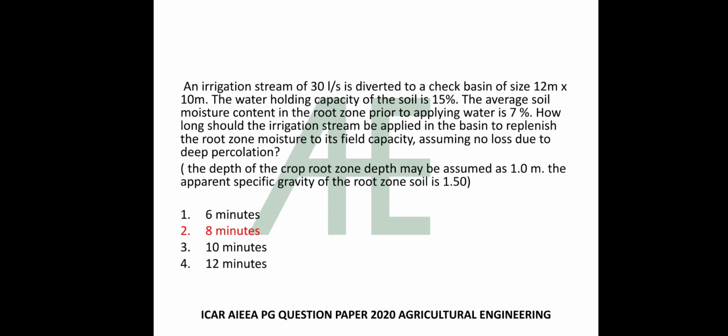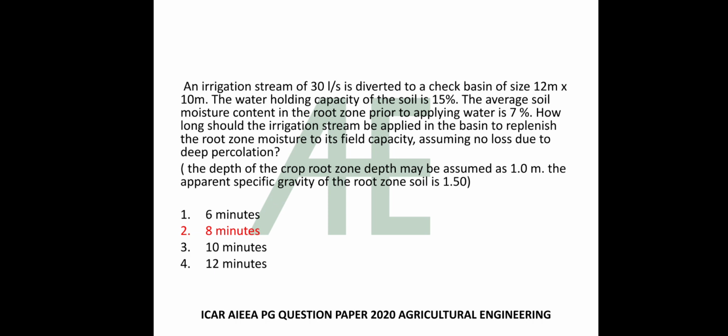An irrigation stream of 30 liters per second is diverted to a check basin of size 12 meter by 10 meter. The water holding capacity of soil is 15%. The average soil moisture content in the root zone prior to applying water is 7%. How long should the irrigation stream be applied in the basin to replenish the root zone moisture to its field capacity, assuming no loss due to deep percolation? The depth of crop root zone may be assumed as 1 meter. The apparent specific gravity of the root zone soil is 1.50. Options: 6 minutes, 8 minutes, 10 minutes, 12 minutes. The answer is 8 minutes.